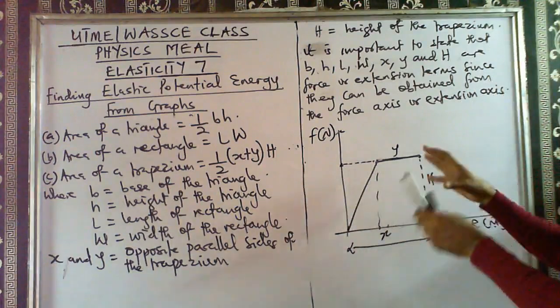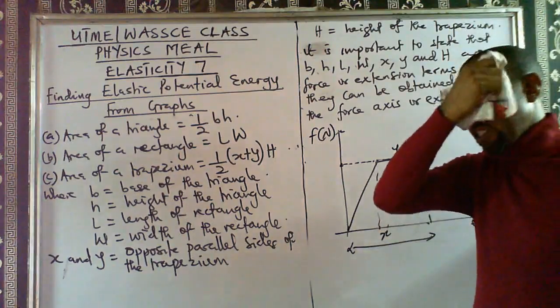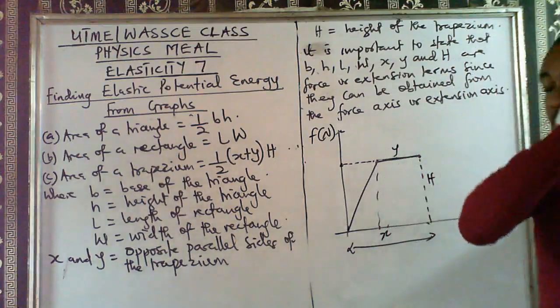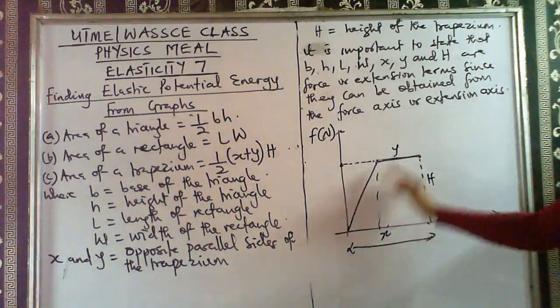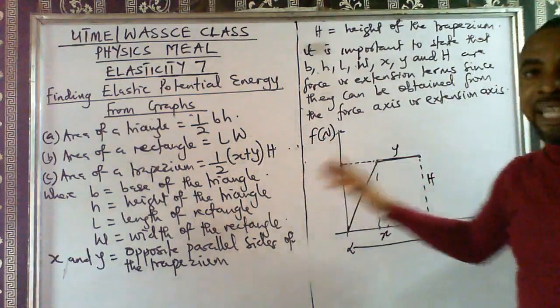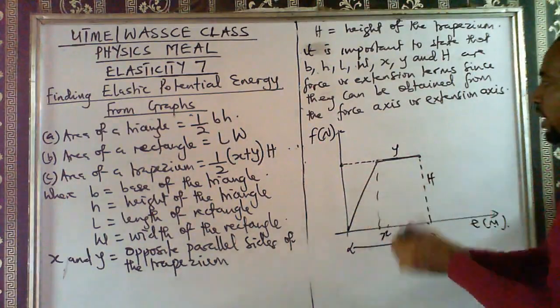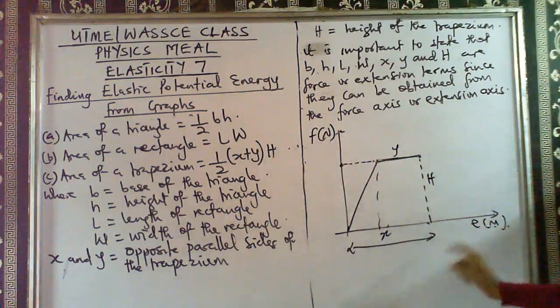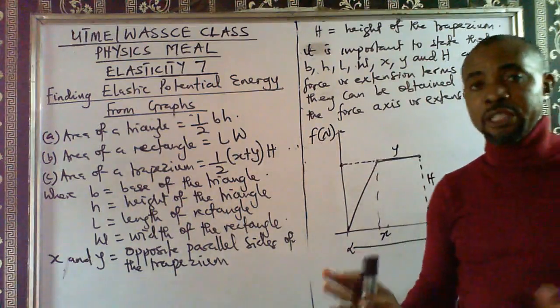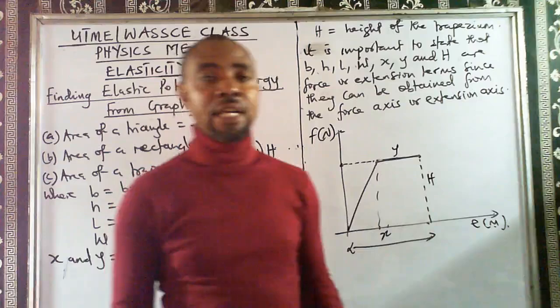So once you see a graph and you are required to use the graph to obtain the energy stored in an elastic material or the elastic potential energy, you must know the shape of the graph so that you know whether to use this, or this in calculating that area. So 3 steps. Take note of the graph. Check very well whether it is a force extension graph. If it is a force extension graph, it is suitable for finding the energy stored in an elastic material.